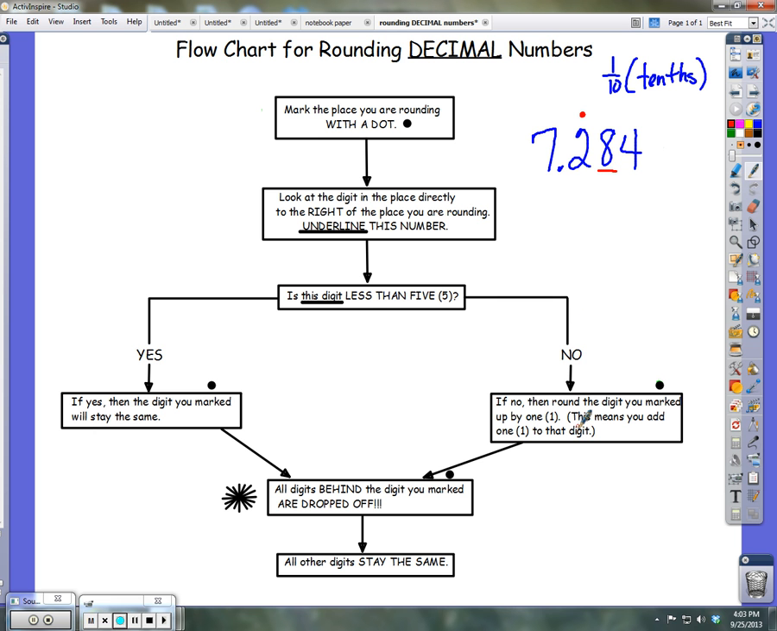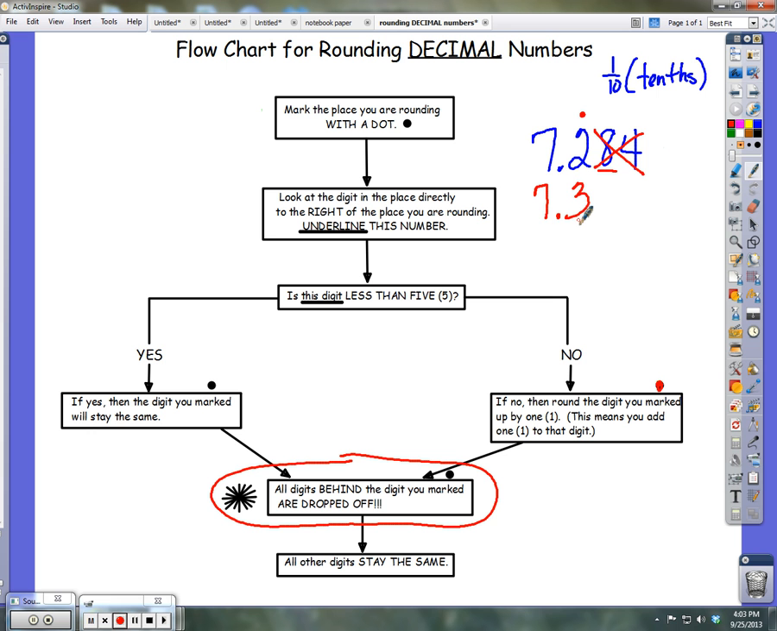The answer is no. If no, we're going to round the digit we marked with a dot up by 1, add 1 to it. That becomes a 3. All of the digits behind the digit you marked are dropped off. This is the step that is different than rounding whole numbers. And the last step, all of the other digits will stay the same, including the decimal. So drop the decimal, the 7 stays the same. So this number rounded to the nearest tenths place would be 7 and 3 tenths.